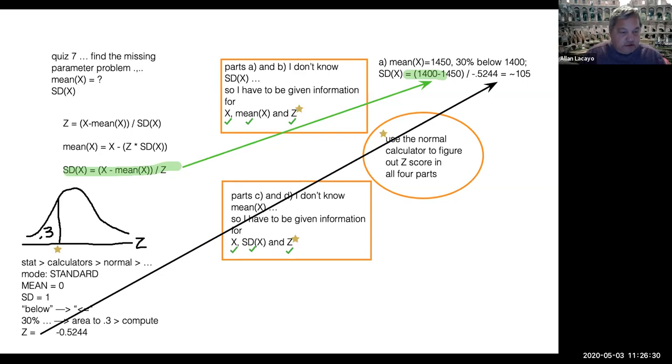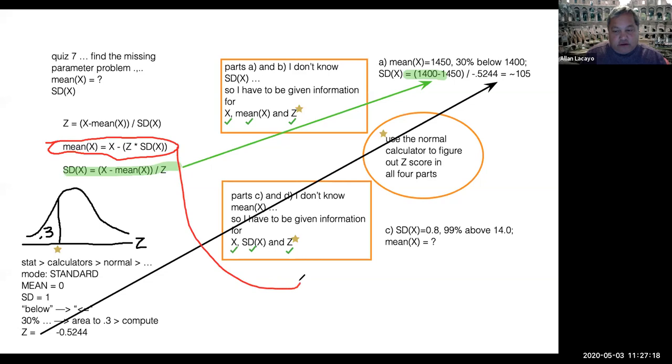they give you the standard deviation. They tell you that the standard deviation of X is 0.8 and that 99% of the graph is above 14. And then they ask you, what is the mean of X? And so just like before, this is the formula for the mean of X. So that's the formula that you're going to use to solve for this.